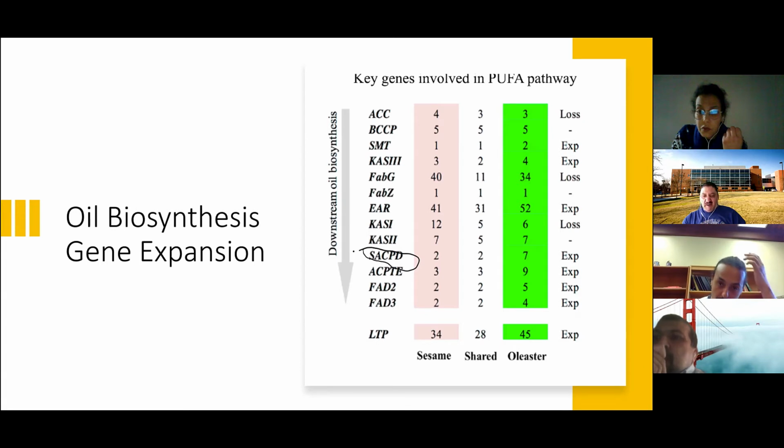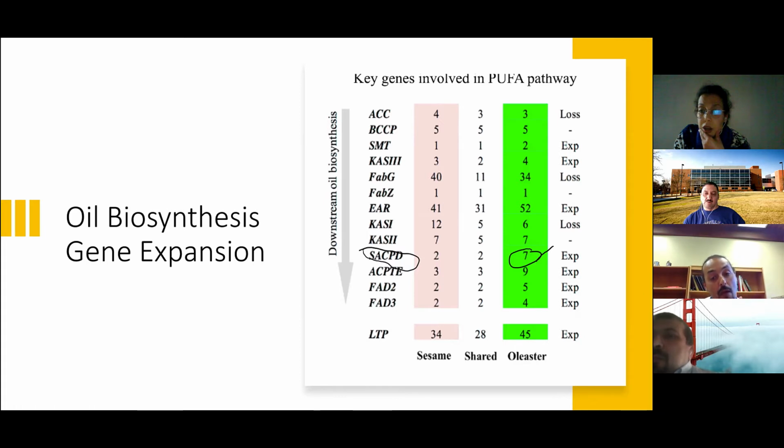SACPD genes are genes that transfer the stearic acid into the oleic acid, which is very important. So here in sesame, we have only 2 genes, but in olive, we have 7 genes. So what happened is those 2 duplications took the number of genes from 2 to 7. But someone will say 2 times 2 is 4, and then 2 times 4 is 8. We should have 8 because we have 2 duplications.